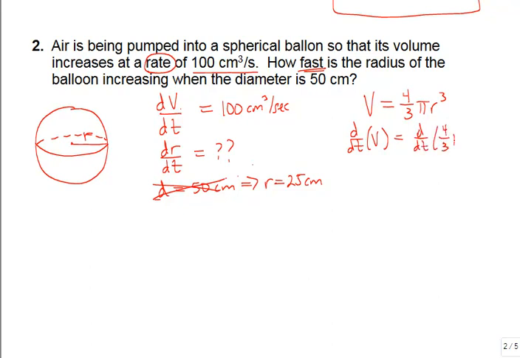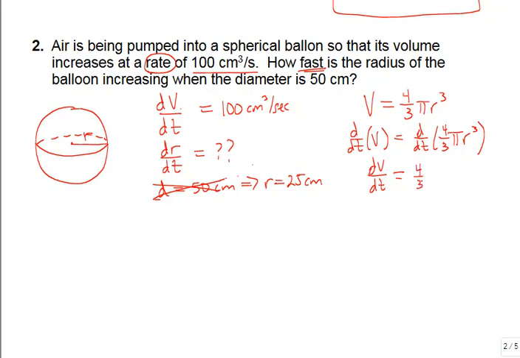So we're doing this derivative implicitly with respect to time. Now the left side, dV/dt, the derivative of volume over time, is just going to go to dV/dt. Nothing special is happening over there on that left side. But on the right side, we need to use our power rule. We also have a constant multiplier out front. 4/3 pi is just a constant.